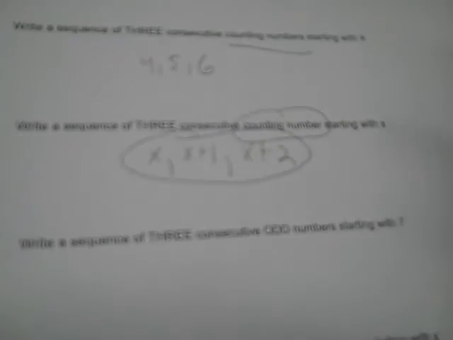Okay, write a sequence of 3 consecutive counting numbers starting at X. So I don't know where it starts. Now compare it to this. How many units is 5 ahead of 4? It's 1. So this would be X plus 1. Back to the 4. How many units is 6 ahead of 4? It's 2. So X plus 2. So for counting numbers, that's the sequence of the unknowns. X, X plus 1, X plus 2.